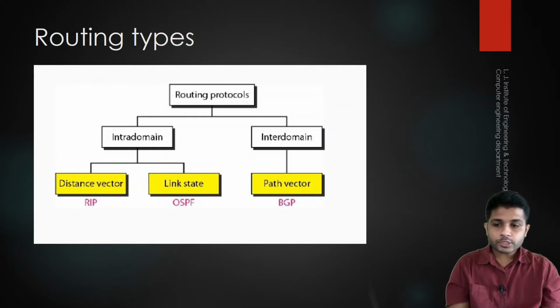The actual implementation of the distance vector routing protocol is RIP, and the implementation of the link state routing protocol is OSPF, Open Shortest Path First. And RIP is Routing Information Protocol. The second type is inter-domain, and the example of inter-domain is path vector, whose implementation is BGP, that is Border Gateway Protocol. Now let's see all these protocols one by one.